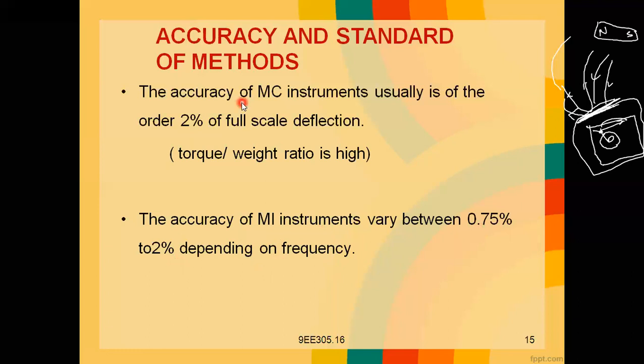So here we have seen for permanent magnet moving coil instrument, its accuracy is of order 2% of full scale deflection. But for MI, it is going to vary from 0.75 to 2%, that too depending on frequency.